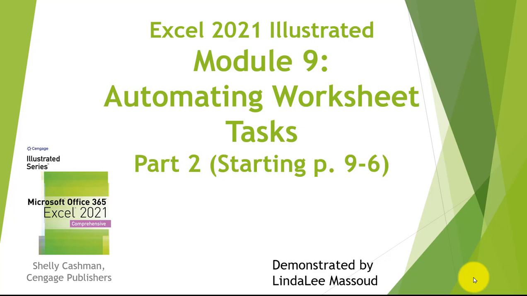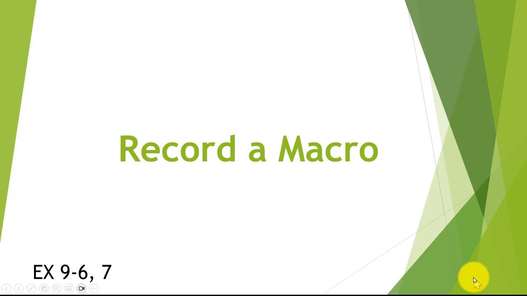Module 9, Automating Worksheet Tasks, Part 2, starting on page 9-6. Having turned on the macros, enabled the macros in Excel, now we're ready to make one. So let's see what we can come up with.